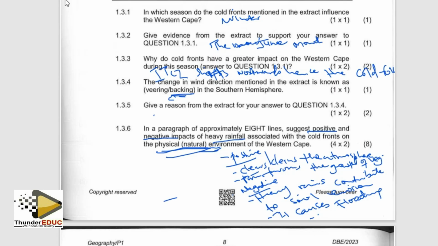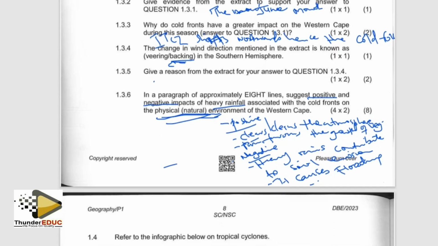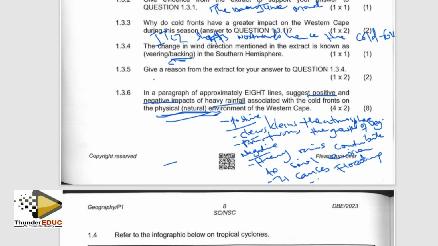But remember, all these points are positive and negative, so I would like you to write them in a paragraph format. When you are writing a paragraph, it must be statements that make sense. You don't bullet. Please don't bullet, write it in a paragraph format.